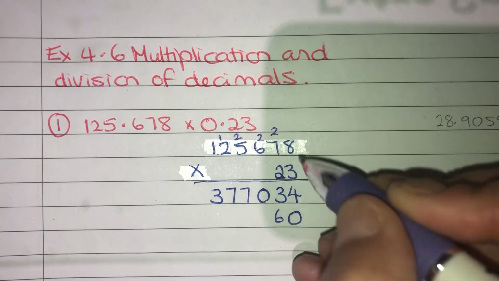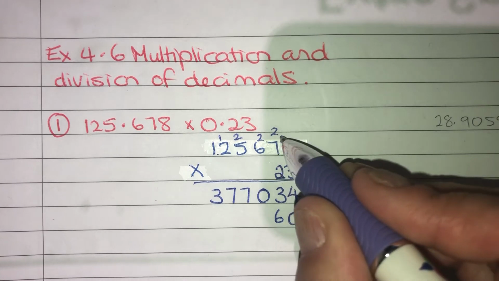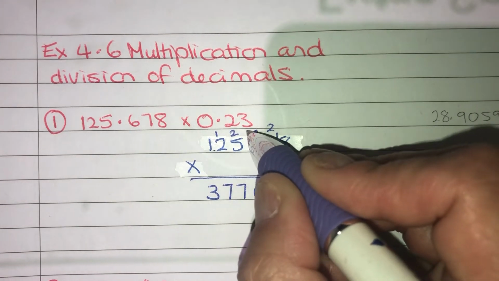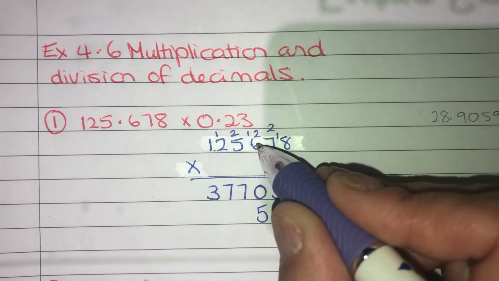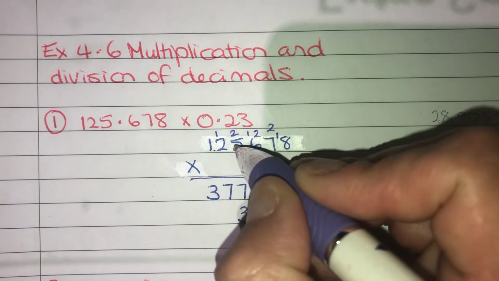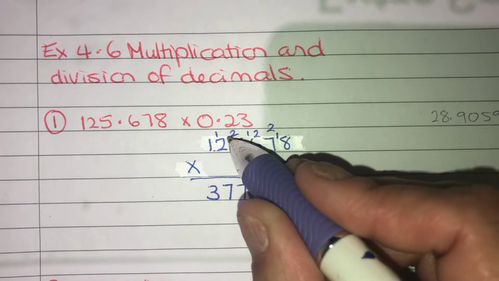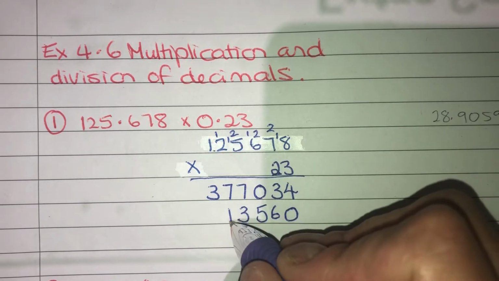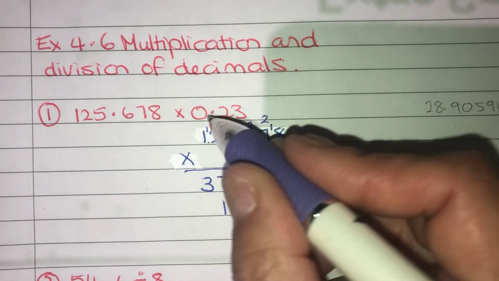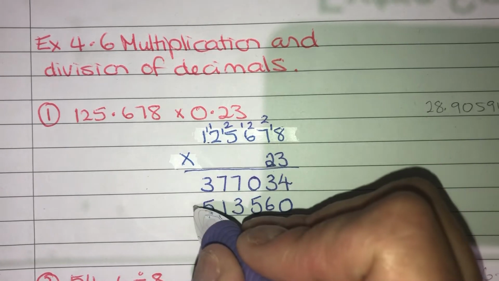Put down the 6, carry the 1. 2 times 7 is 14, plus 1 is 15. Put down the 5, carry the 1. 2 times 6 is 12, plus 1 is 13. Put down the 3, carry the 1. 2 times 5 is 10, plus 1 is 11. Put down the 1, carry the 1. 2 times 2 is 4, plus 1 is 5. And 2 times 1 is 2.